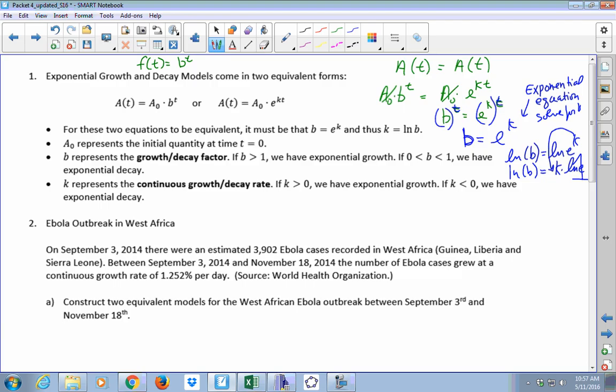So if you're going from one equation to the other, this would be like your conversion factor. So if you know this value here, k, you can go right over here and find b.